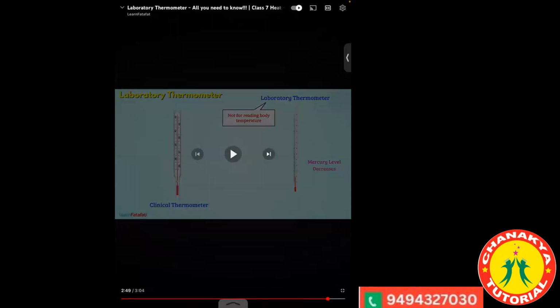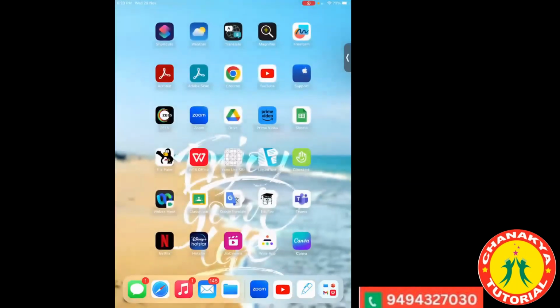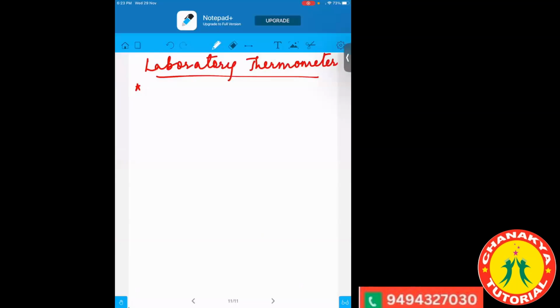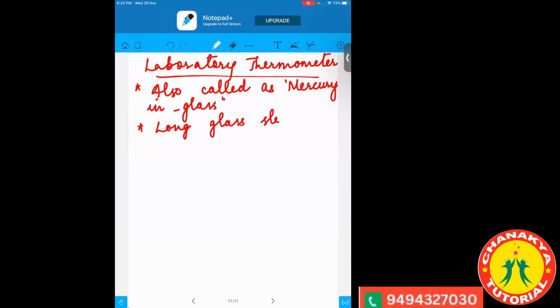Okay, so that's about the laboratory thermometer. We'll discuss a few points on it. So this laboratory thermometer is also called mercury in glass. It also has a long glass stem with a thin, uniform bore, closed at one end.